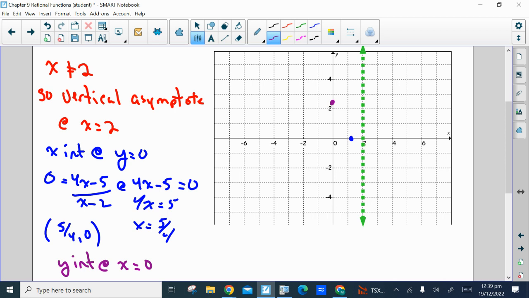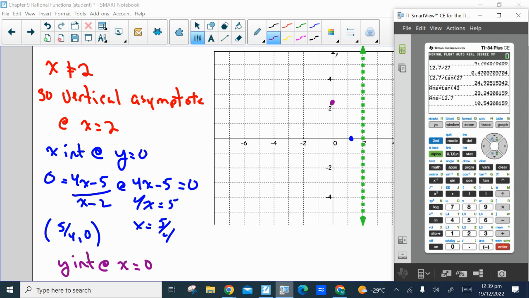All of the rational functions that we did before had a vertical asymptote, but they also had a horizontal asymptote. Originally, it was the x-axis, and sometimes that shifted up and down. So we can assume that this graph will also have a horizontal asymptote. But where is it? How do we find it?